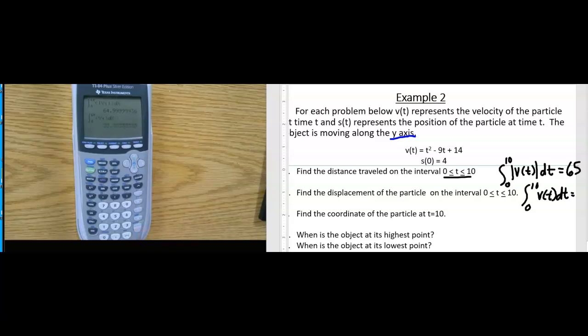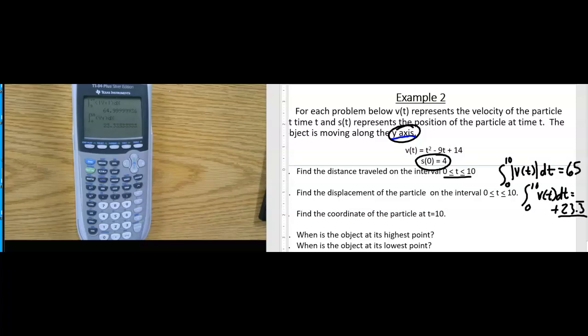Now I've got 23.3 with a bar on top. And since it's positive, what that means is, and we're moving along the y-axis, that means my starting point is at 4. After the 10 units of time have gone by, the object is now 23 spaces above 4 at that point, or 23.3 spaces above the 4 at that point.